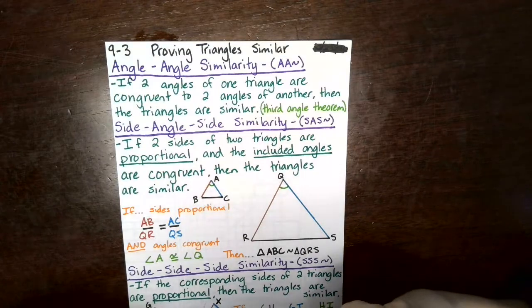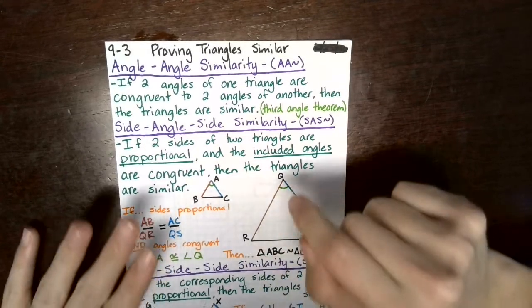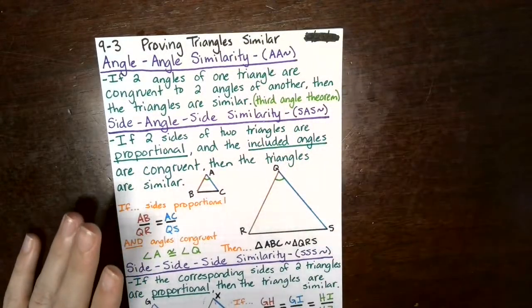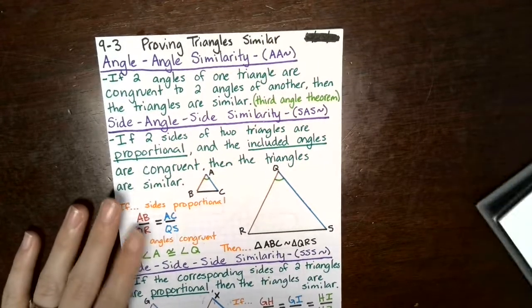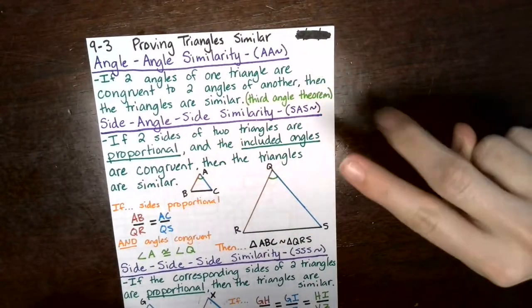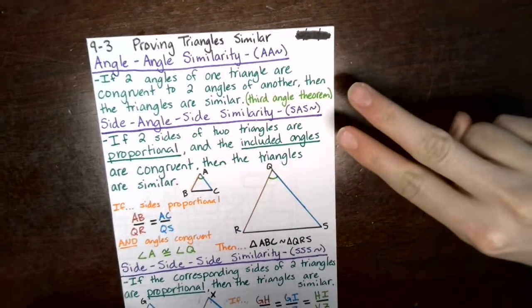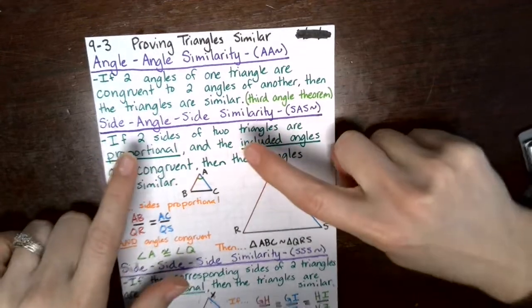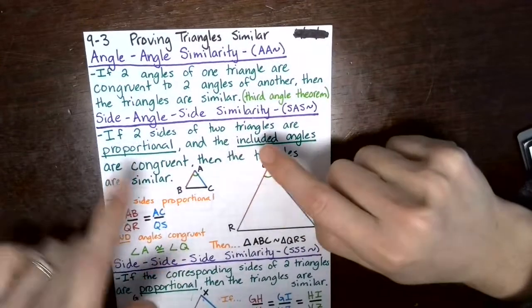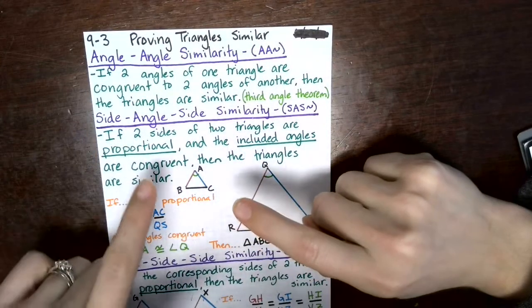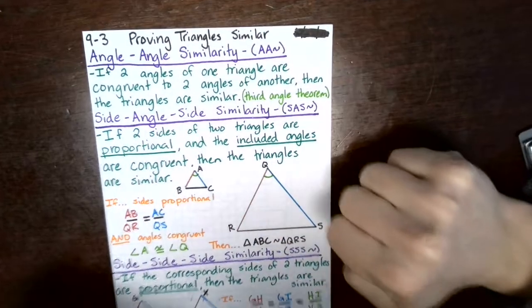Now, for side-angle-side similarity, this is important because it's not that the sides are congruent. We're proving similarity. Remember, there's 2 key things about similar figures. All the angles are congruent and the sides are proportional, okay? So if 2 sides of 2 triangles are proportional and the included angle, that means the angle formed by those 2 sides, are congruent, then the triangles are similar.